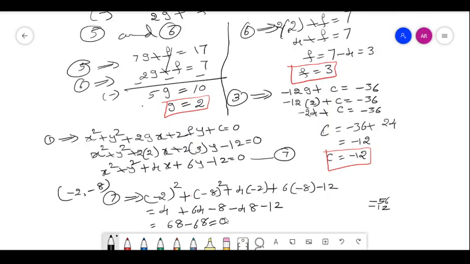So the given 4 points are concyclic points. Therefore the given 4 points are concyclic.